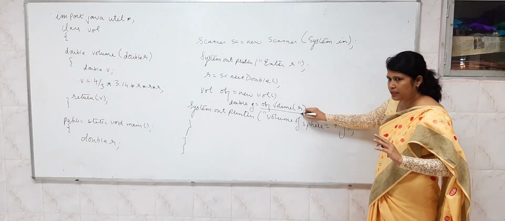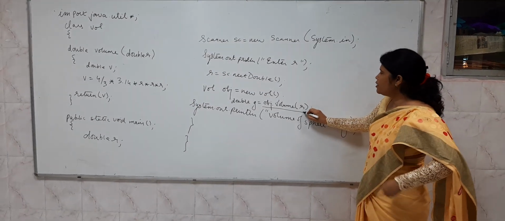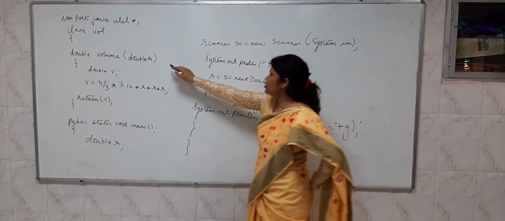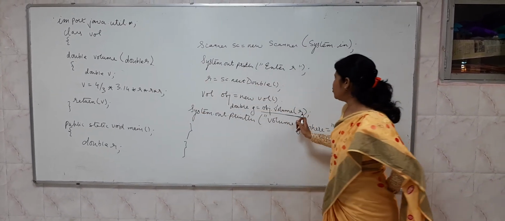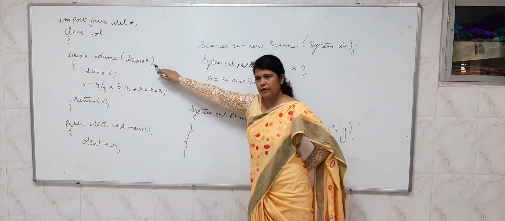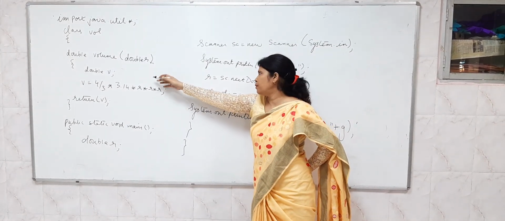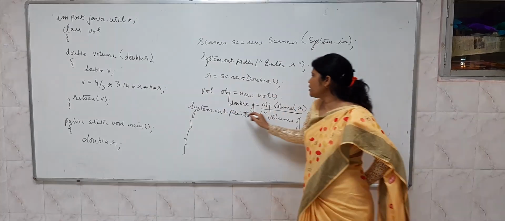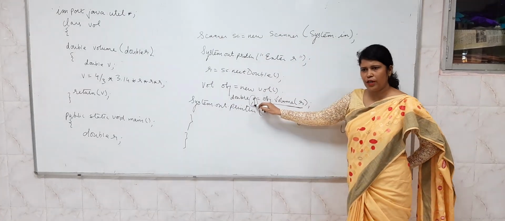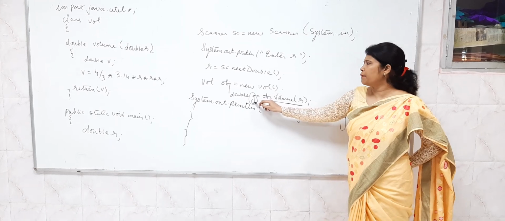When compiler will see this statement, what will happen? It will jump to the function volume. R value will be transferred to this r. It can be same variable or different variable. It will do the calculation and give the result in g. Any variable you can take of double type.